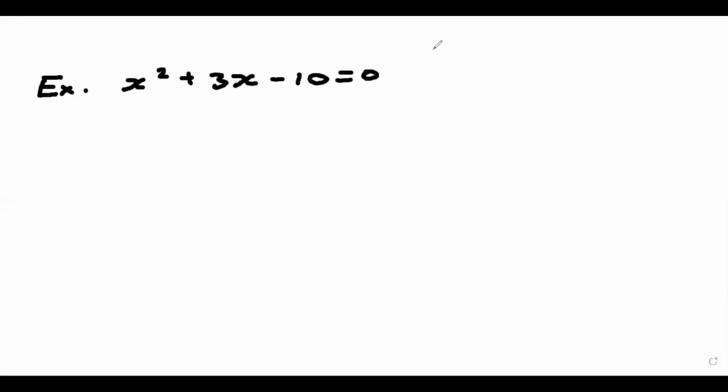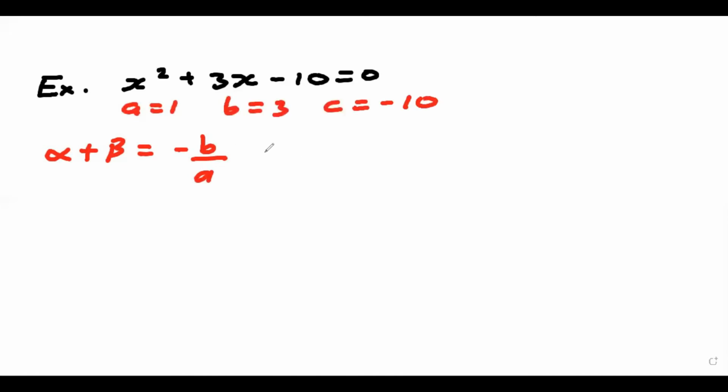Okay, so let's say we have this question here, x squared plus 3x minus 10 is equal to 0. And we want to find the value of alpha plus beta first. We know that the formula for alpha plus beta is minus b over a. So here we know that a would be 1, b would be 3, and c would be minus 10. So that means we'll have minus 3 over 1, which is equal to minus 3.